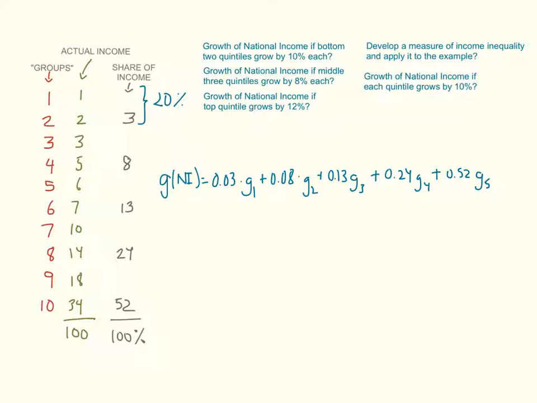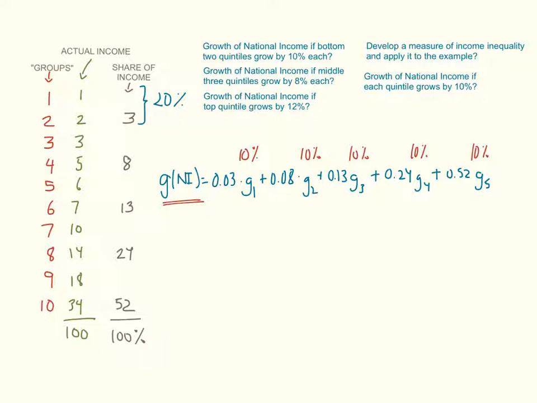Clearly you can see, or you can try it yourself, that if each growth rate is equal to 10%, and that's true for all of the growth rates, then the weighted average will have to be 10% as well. So if you just plug in either 10 or 0.1, you can see that the growth rate of national income will be 10% as well. All right, so that's fine.